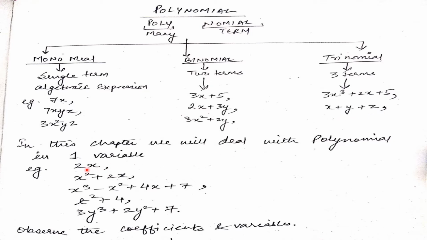So we'll deal with examples like 2x, x square plus 2x, x cube minus x square plus 4x plus 7, or 3y cube plus 2y square plus 7. You can observe in this equation the only variable is y. Here the only variable is t. Here we have x as the variable. So you can see we will deal with such equations.